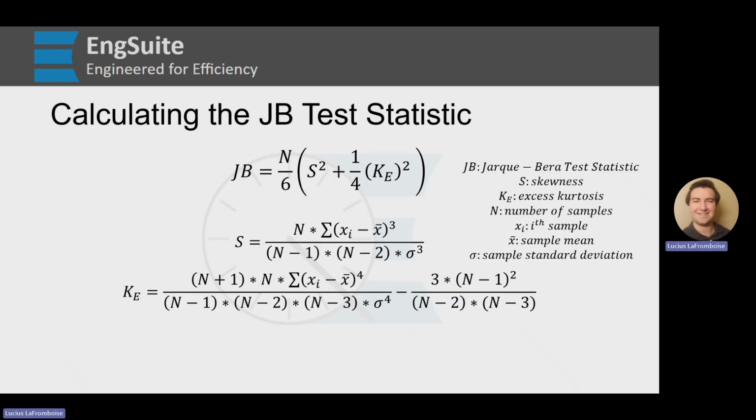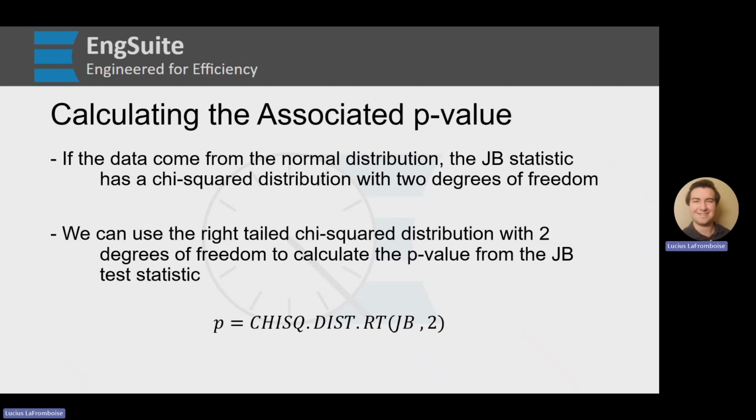So we can put all of these together, and we have our formula for calculating the Jarque-Bera test statistic. But in order to use this to actually evaluate normality, we're going to want to turn this into a p-value again. So if the data come from a normal distribution, then the JB test statistic has a chi-squared distribution with 2 degrees of freedom. And this is really helpful because we can use the right-tailed chi-squared distribution with 2 degrees of freedom to calculate the p-value from the Jarque-Bera test statistic, because we're testing for the normal distribution.